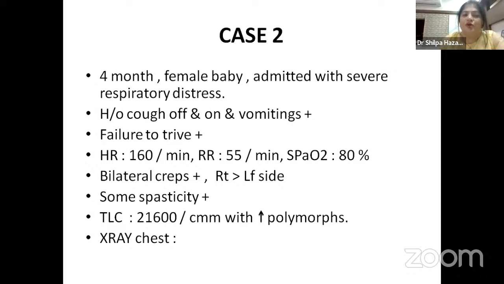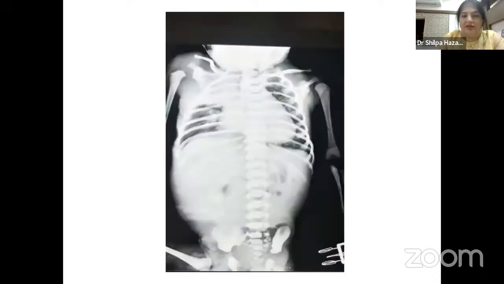This case is a 4-month-old female baby admitted with severe respiratory distress. There was a history of cough off and on, and vomiting also, and failure to thrive. Heart rate was 160 per minute, so the child was tachycardic and tachypneic. Respiratory rate was 55 per minute, and saturations were just 80% on room air. There were bilateral crepitations, more on the right than left. Some spasticity was there. There was leukocytosis with increased polymorphs, and the chest X-ray was this.